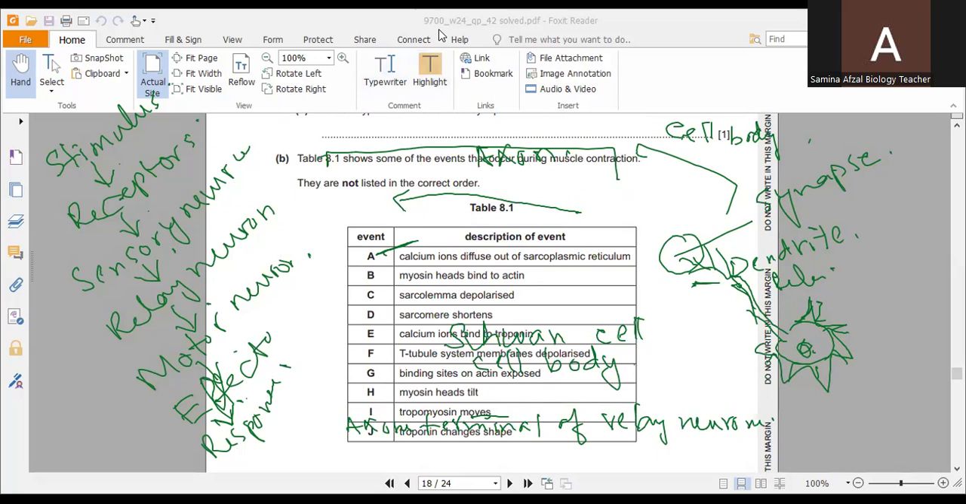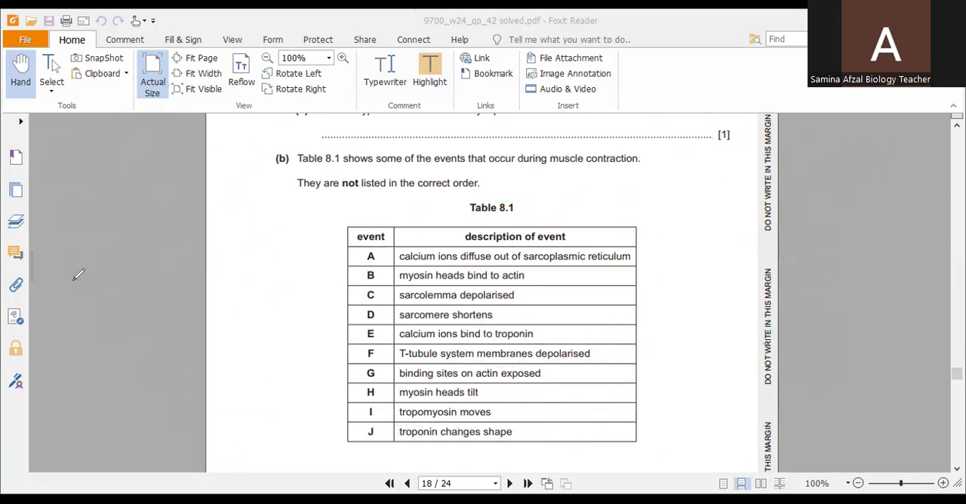The next part of this question is: Table 8.1 shows some of the events that occur during muscle contraction. They are not listed in the correct order. Those events are: A, calcium ions diffuse out of the sarcoplasmic reticulum. Myosin heads bind to actin. Sarcolemma depolarized. Sarcomere shortens. Calcium ions bind to troponin. T-tubule system membranes depolarized. Binding sites on actin exposed. Myosin heads tilt. Tropomyosin moves and troponin changes shape. These are the different events which take place during a muscle contraction, but they are not in sequence. We have to make their sequence.